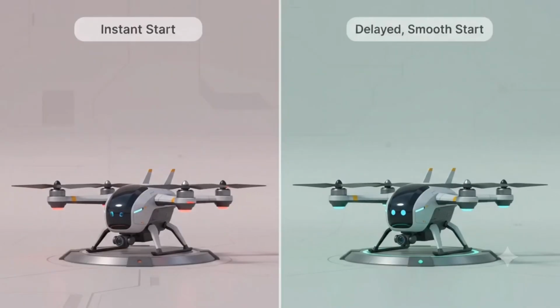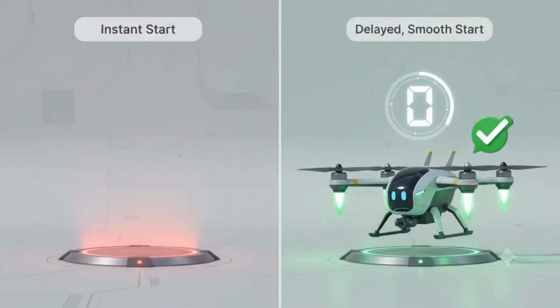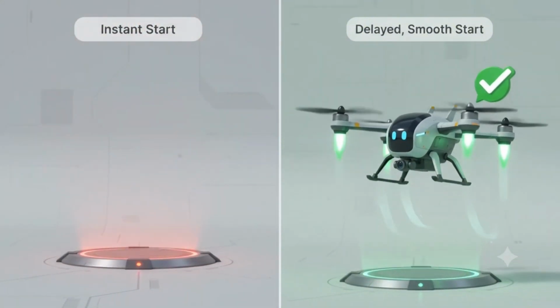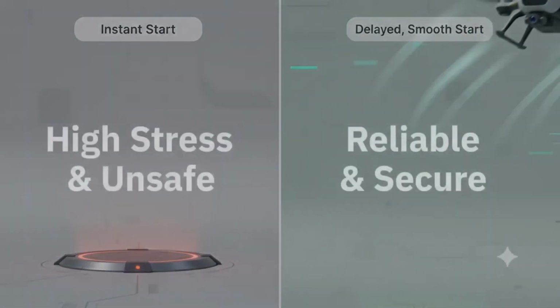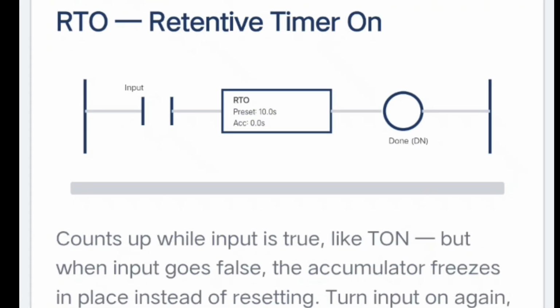Ever wondered why a conveyor doesn't start the instant you press the button, there's a few seconds delay first? Or why a fan keeps running for a while after you tell it to stop? That's a timer instruction doing its job. Today we cover the three you'll actually use: TON, TOF, and RTO.